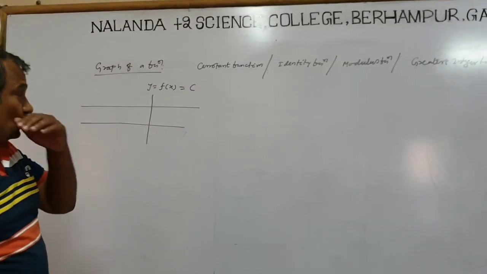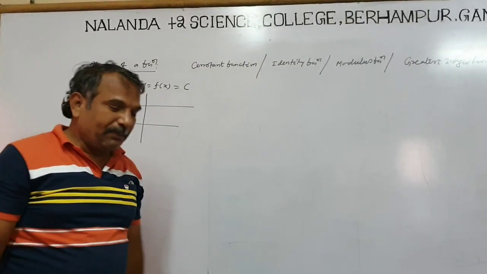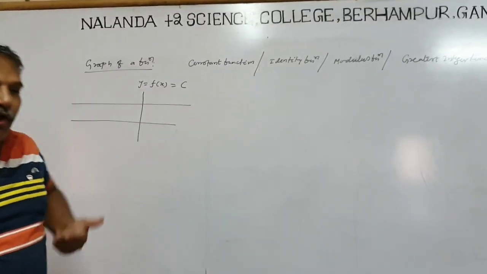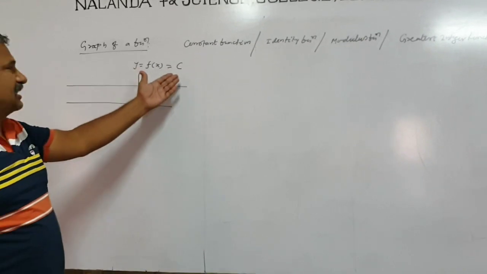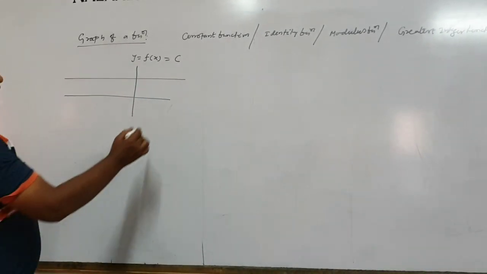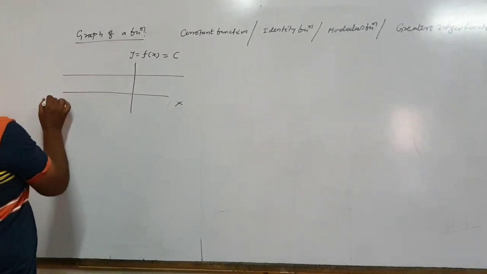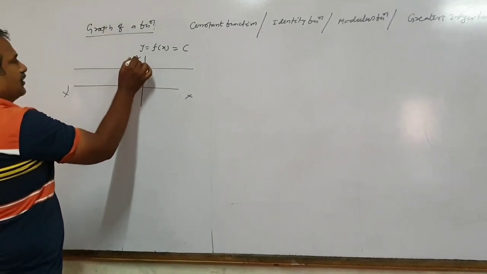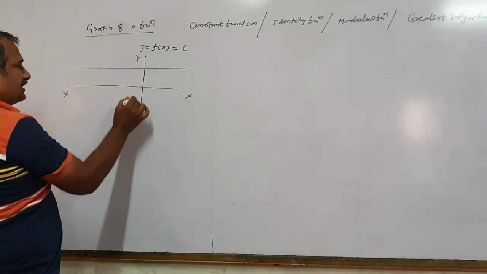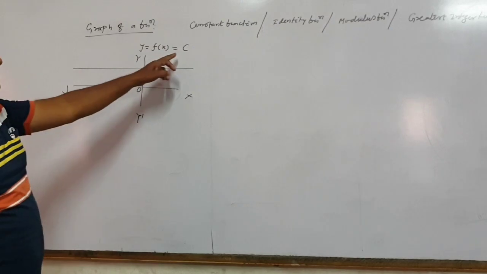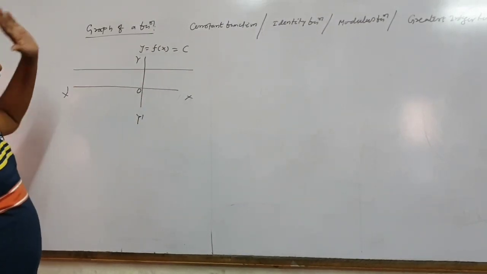If c is positive, the graph lies in the upper half plane. If c is negative, it lies in the lower half plane. If c is positive, upper side. This is x dash, y dash. This is the origin.